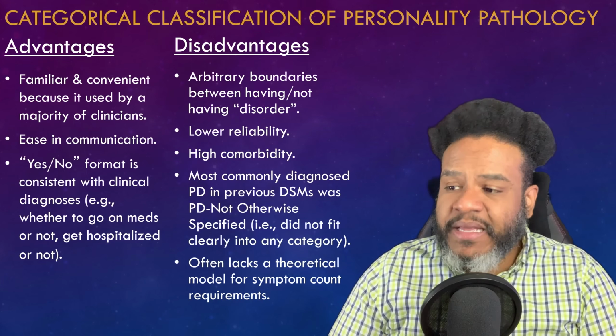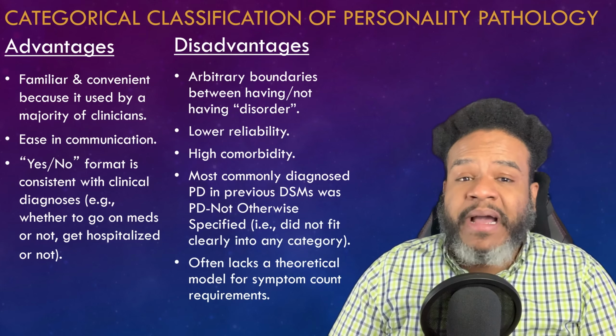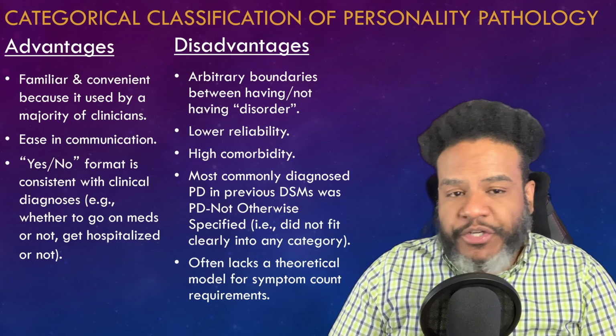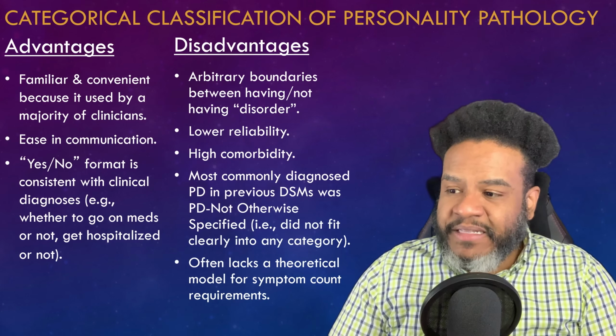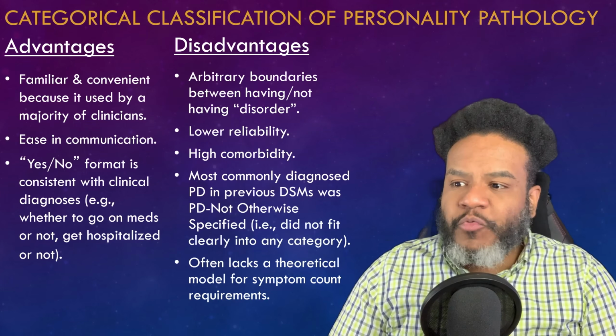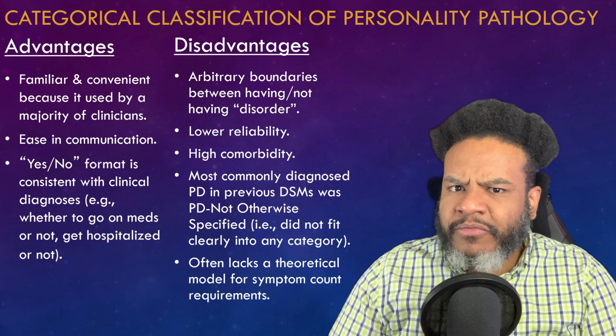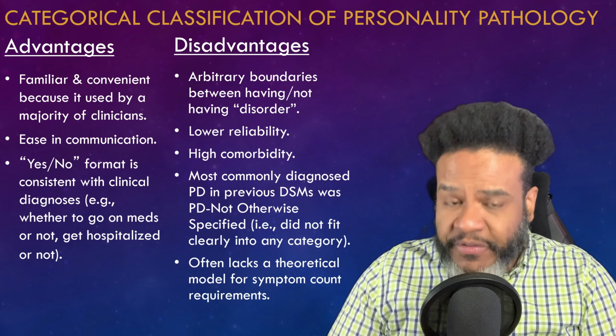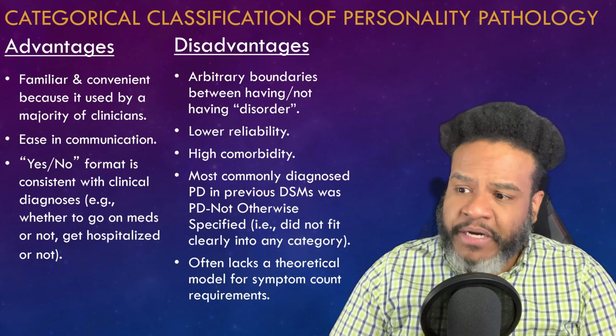Some people think that maybe the comorbidity is too high because these disorders haven't been clearly defined. There is also a lack of research. A lot of the categories in the DSM-5 really don't have any explicit theoretical rationale for why this personality disorder exists. I'm talking specifically about personality disorders in the DSM-5 right now.